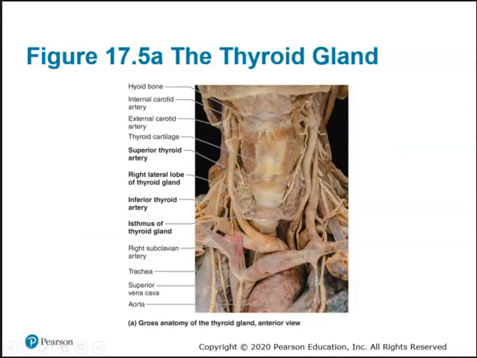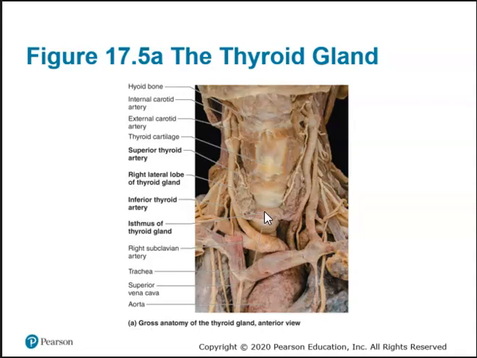So here we see the gross anatomy of the thyroid gland. We have different parts of the thyroid gland. We have two lobes. We have a right and left lateral lobe. So if this is the patient's right and this is the patient's left, we have a right lateral lobe and a left lateral lobe, and then we have this band of tissue called the isthmus that kind of joins the two lobes together anteriorly.